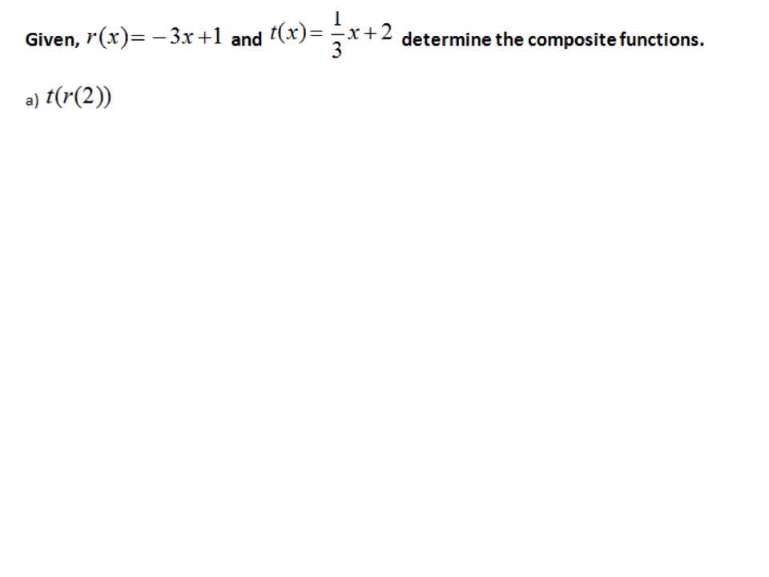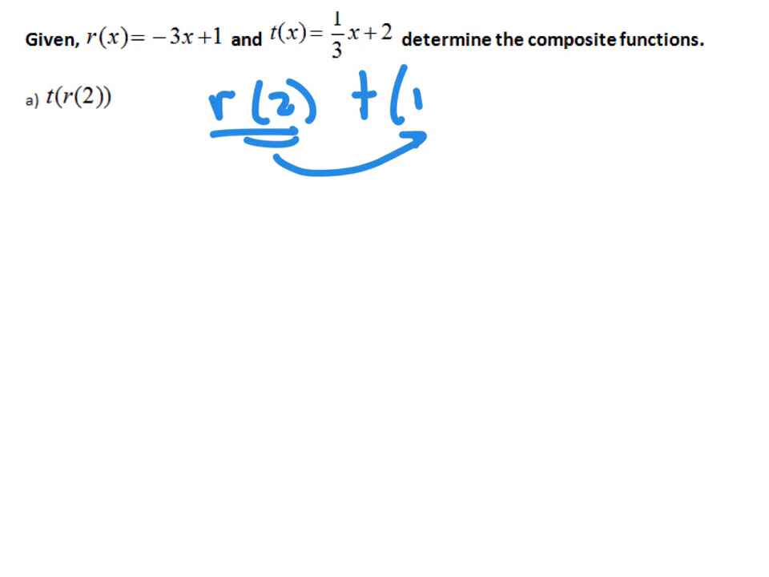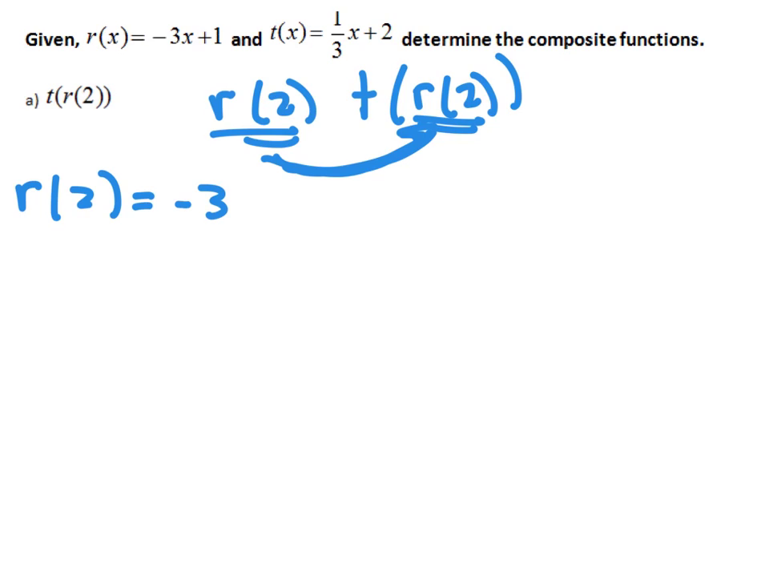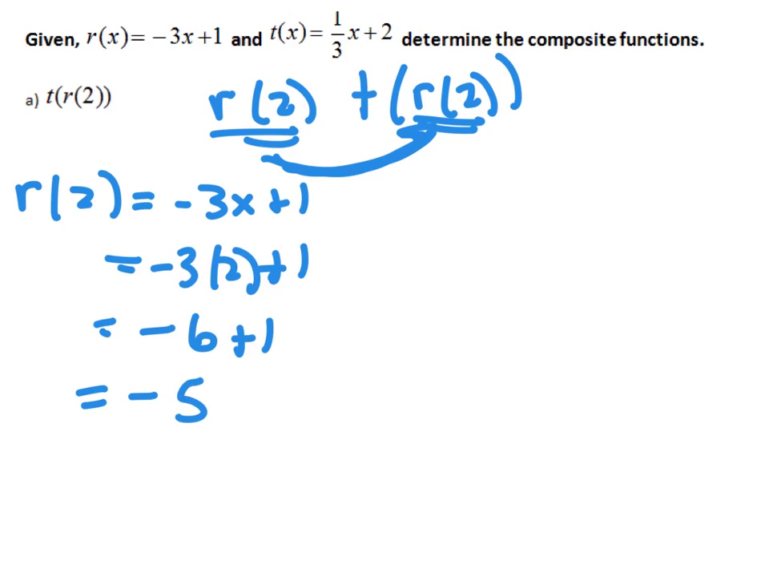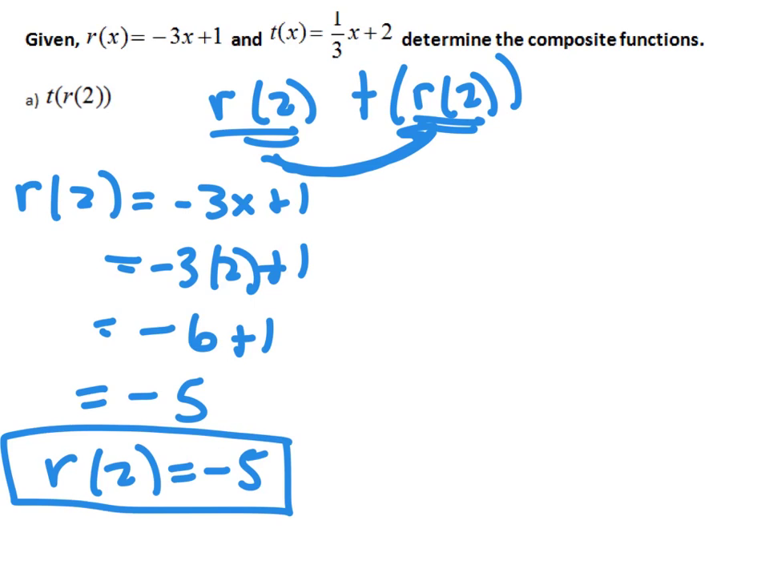So another way to do this is in 2 steps, is to find what r of 2 is, and then plug that into here. When you plug in this value, whatever you got that to be, you can plug it in there. Let me explain what I mean by that. So let's find what r of 2 is. So that would be negative 3x plus 1. When we plug in the 2, we get negative 6 plus 1, and so we get negative 5. r of 2 is the same as a negative 5 value.